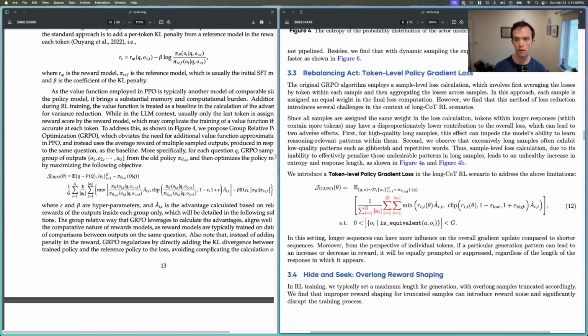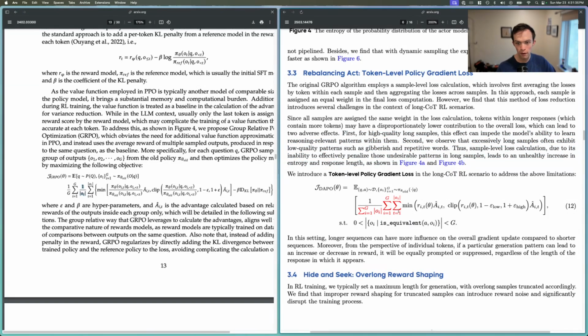First, for high quality long samples, this effect can impede the model's ability to learn reasoning-relevant patterns within them. Second, we observe that excessively long samples often exhibit low quality patterns such as gibberish and repetitive words. Thus, sample-level loss calculation, due to its inability to effectively penalize those undesirable patterns in long samples, leads to an unhealthy increase in entropy and response length.